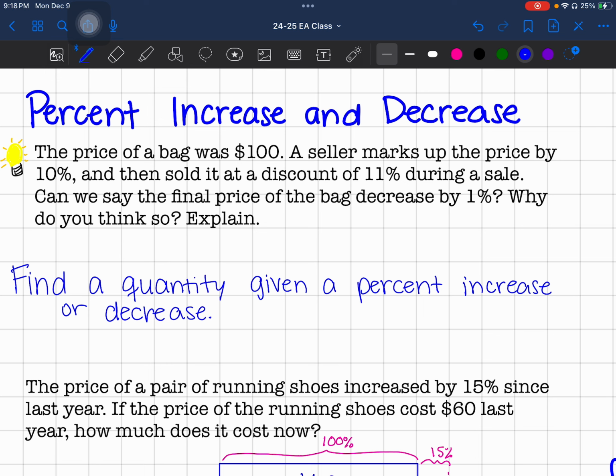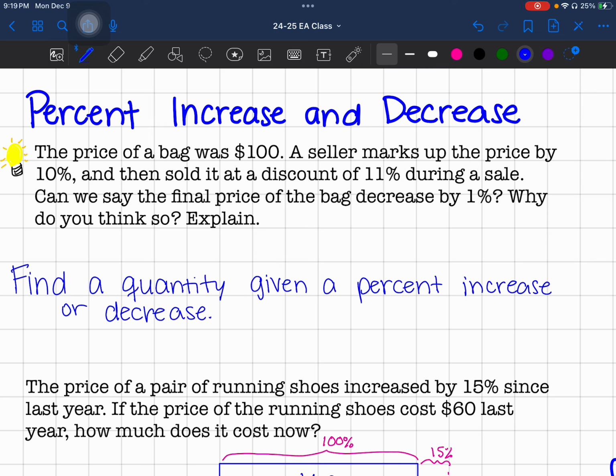So today we are doing percent increase and decrease. The price of a bag was $100. A seller marks up the price by 10% and then sold it at a discount of 11% during a sale. Can we say the final price of the bag decreased by 1%?